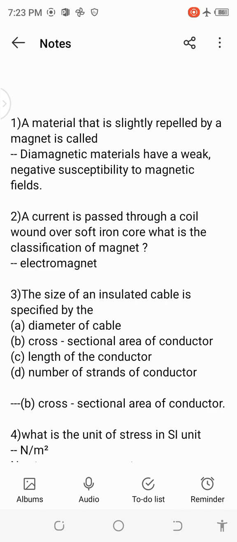3. The size of an insulated cable is specified by the: A. Diameter of cable. B. Cross sectional area of conductor. C. Length of the conductor. D. Number of strands of conductor. B. Cross sectional area of conductor.